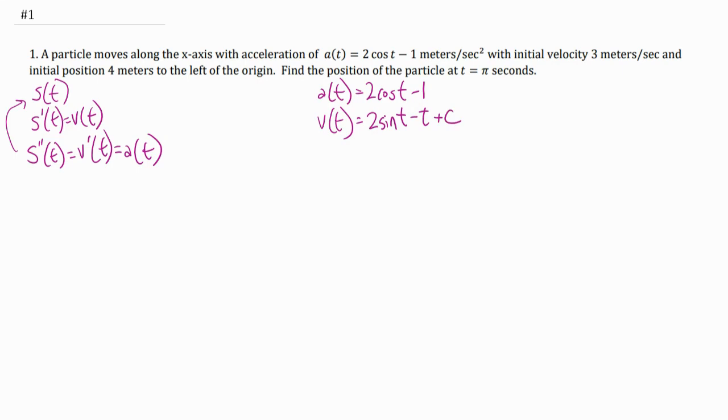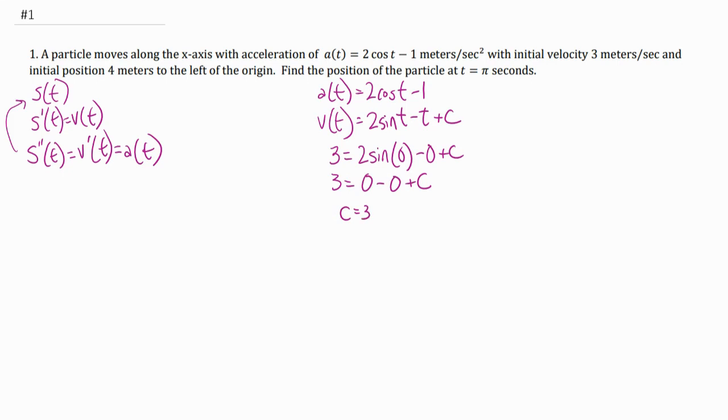Do not plug in your initial velocity or initial position as your plus c. You need to solve for c. So 3 is my initial, and you need to show this work on any assessment. So 3 is the initial velocity, so 3 is the velocity when t is 0. And then sine of 0 happens to be 0. So c does equal 3 in this instance.